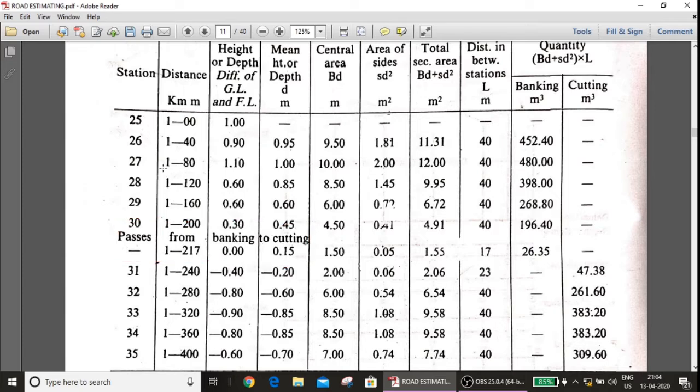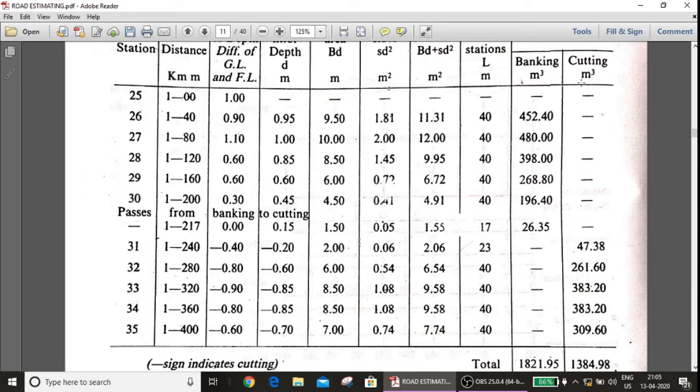Okay, so 25 to 30. The distances are 40, 17, 23. Why are these distances taken? Because we got distances of 17 and 23 where we have to change our values, right? So we are also defining the distance. So height or mean depth d, central area bd, area of the sides s into d square, then total sectional area bd plus sd square, distance between the stations. Then quantity, either banking or cutting. This banking or cutting we already know while finding the RL.